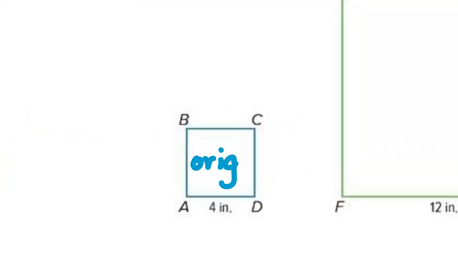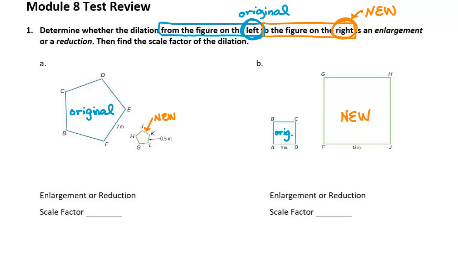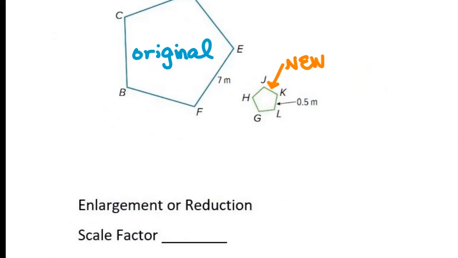This little guy here is my original, and this is the new, because it tells me left is always original, right is always new. Make sure you read the directions, because it's not always that way. They might say the original one is on the right, and the dilated one is on the left. Make sure you read your directions there. Whichever one it says it's from, that's your original. 2 is your new.